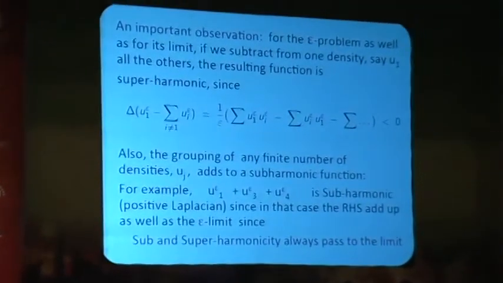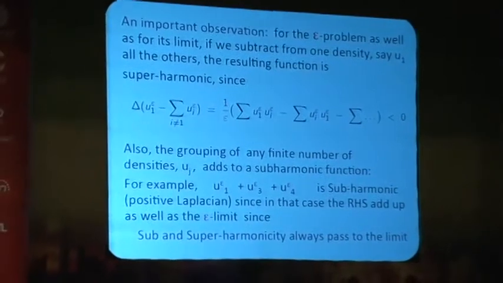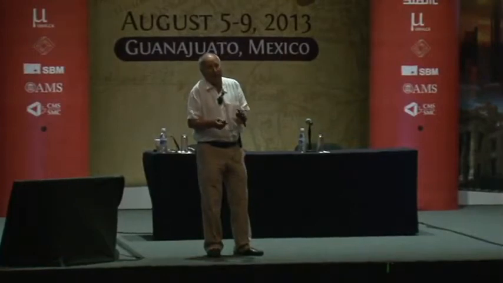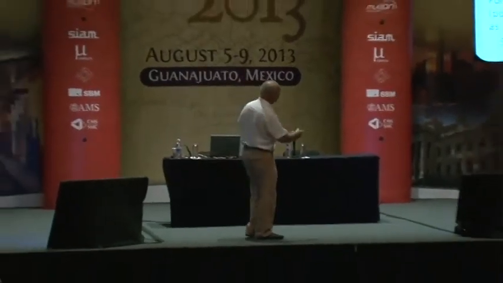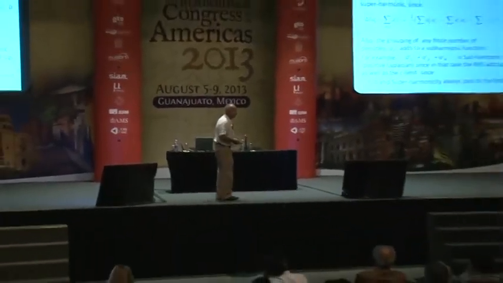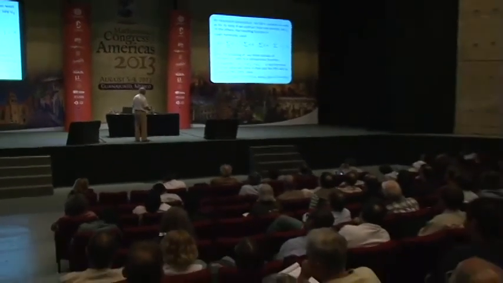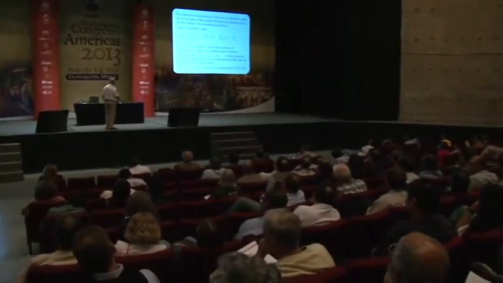Okay? And the other observation I want to make is that if you have any finite group of them, which I take U1 plus U2 plus U3, or something like that, that combination still is subharmonic, because the right-hand side of each one of them was positive. And so when we add them up, we have something positive, okay? So we have to play these two properties. One is the superharmonicity of this term, and the other is the subharmonicity of this term.